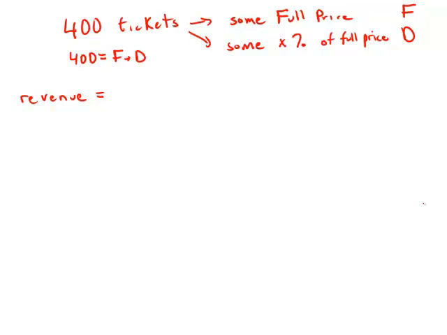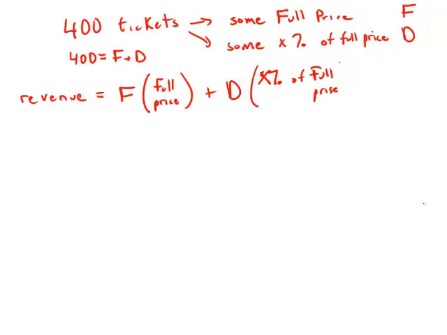Now to figure out the revenue, this is tricky. We need to know the number of full price tickets, multiply that times the full price, plus the number of discounted tickets times X% of the full price. So it turns out right now there are a lot of things that we don't know. We don't know how many sold at full price, how many sold at the discount, or what the full price is, or what the percentage discount is. So those are 4 different things that we don't know, and we only have one equation so far relating them.